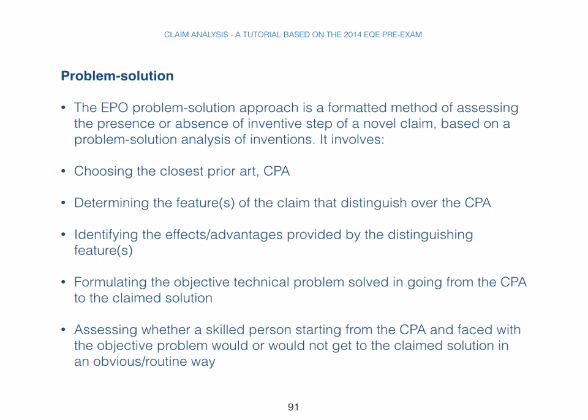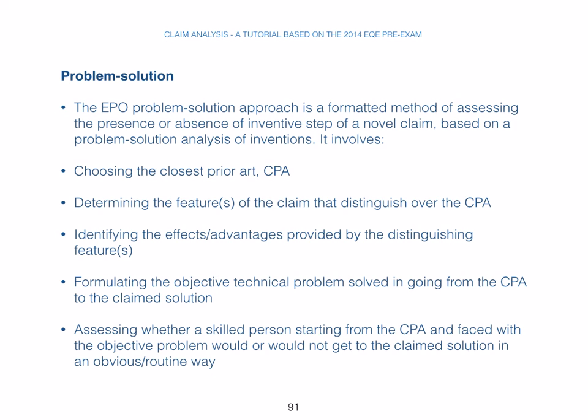The problem and solution approach involves the following steps: choosing the closest prior art, determining the features of the claim that distinguish over the closest prior art, identifying the effects or advantages provided by the distinguishing features, formulating the objective technical problem solved in going from the closest prior art to the claimed solution, and in the last step, assessing whether a skilled person starting from the closest prior art and faced with the objective problem would or would not get to the claimed solution in an obvious or a routine way.